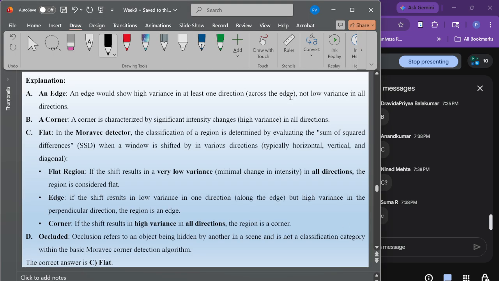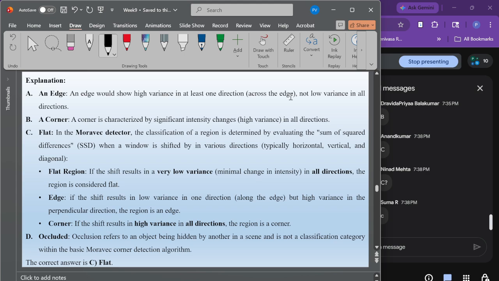That is correct. So we will go through the options. An edge would show high variance in at least one direction, across the edge, not a low variance in all directions. It will show high variance in only one direction, so that is not correct. A corner is characterized by significant intensity changes, so that is also related to high variance in all directions. Now the next one is flat.